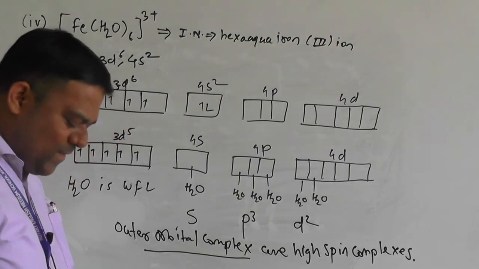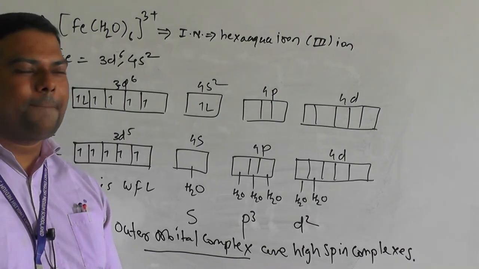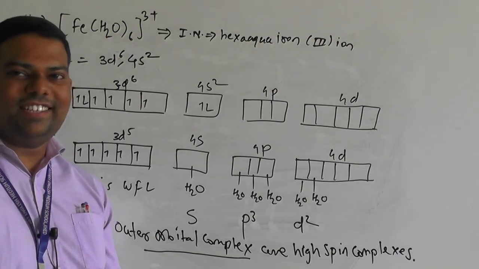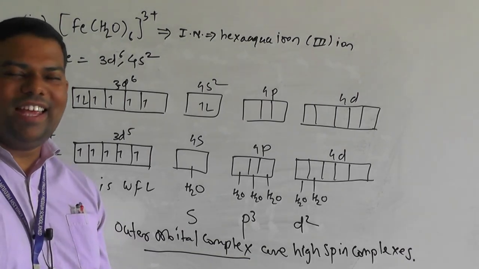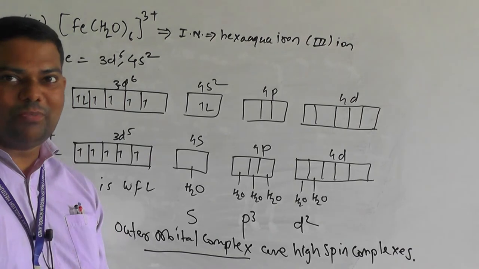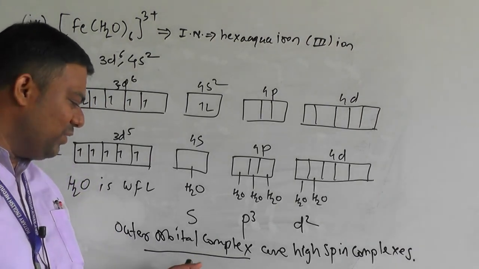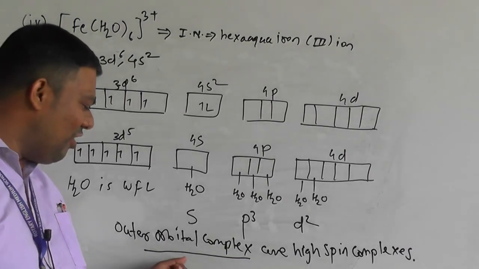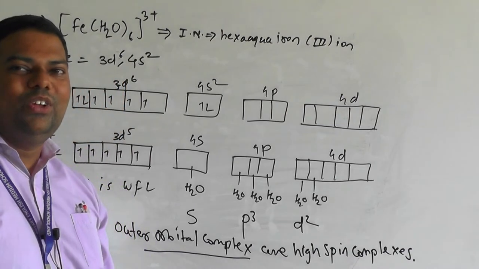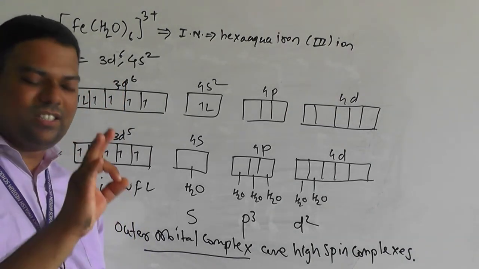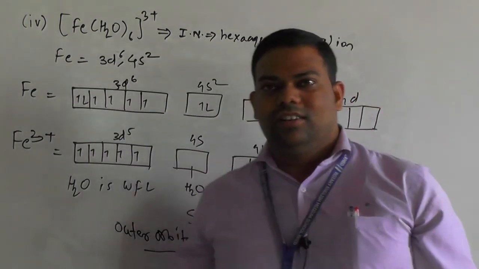Generally, suppose, see here, generally what will happen? Where strong field ligands are there, these are inner orbital complexes, and these are low spin. Okay, and outer means weak field ligands: these are generally outer orbital complexes, and these are high spin complexes. So you have to keep in mind these statements. Okay, understood.